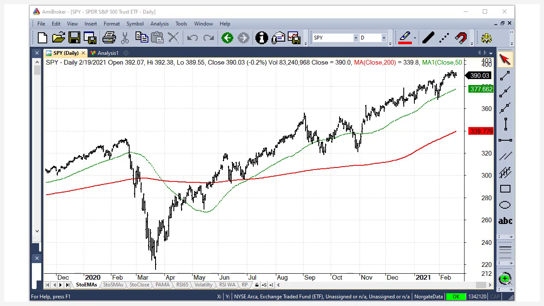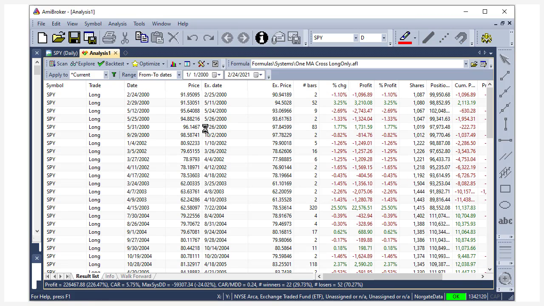I've got a chart here and it's SPY, and I'm going to back test across above the 200-day and above the 50-day over the last 20 plus years, back to 2000. So I've got AmiBroker here and I've got it set, and I'm just going to quickly run that back test. And we can see down at the bottom here that we have a compound annual return of 5.75% over 20 plus years. That includes dividends, maximum drawdown of 24%, and you had 22 winners and 52 losers.